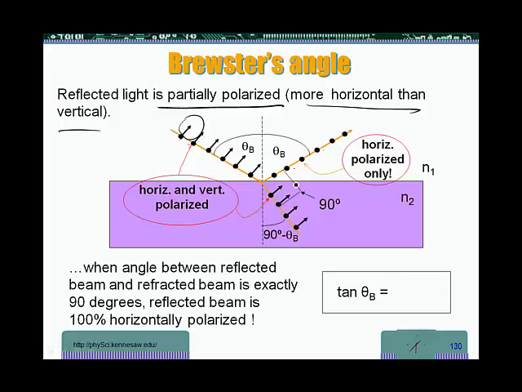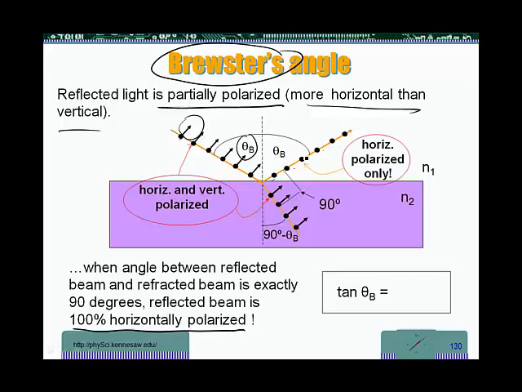At a particular angle that we call the Brewster's angle, it's going to be totally polarized. So when the angle of incidence is equal to Brewster's angle, the reflected light is going to be totally polarized, 100% polarized. When does that happen? That happens when the angle between the reflected beam and the refracted beam is 90 degrees. Whenever the angle is that specific angle, 90 degrees, then light is 100% polarized.